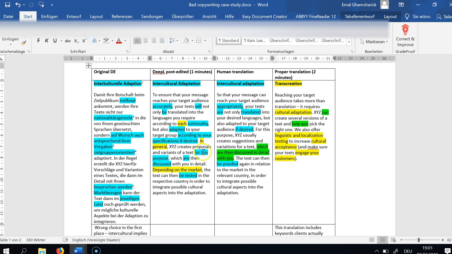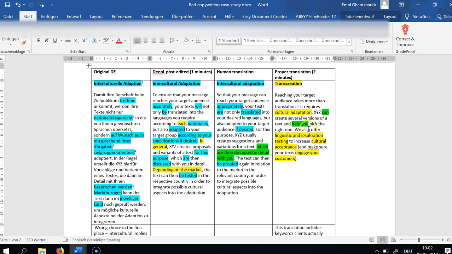In general, XYZ creates proposals and variants, redundancy, of a text for this purpose, which are then discussed with you in detail. That's not positive language, right? We're not going to start discussing with you. No, we're going to help you pick the right one. And very brief. It's very simple things that are happening here. So why do you need to describe them in a complicated way?